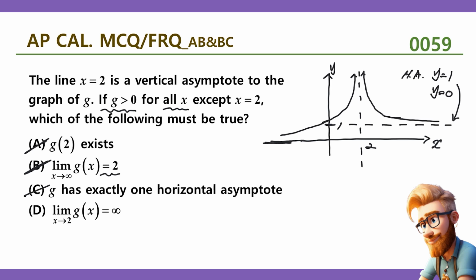Okay, answer choice D. As x approaches 2 from left hand side, 2 from right hand side, right? g of x is equal to infinity. That is true, right? We have a vertical asymptote here. Then the graph has to follow this vertical asymptote. Since g is positive for all x, this graph goes up like this from left hand side. Also from right hand side, the graph has to go like this, right? So as x approaches 2 from left hand side and right hand side, g of x approaches positive infinity. That's true, right? So the answer has to be D.